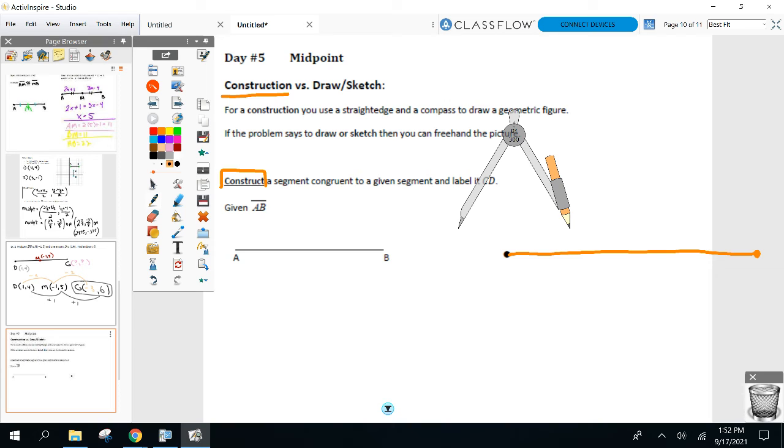Okay, next. And this is the most basic way to use your compass right here. Go to AB, open up your compass the length of AB. Basically measure AB using your compass. Go over to AB, measure it using your compass.